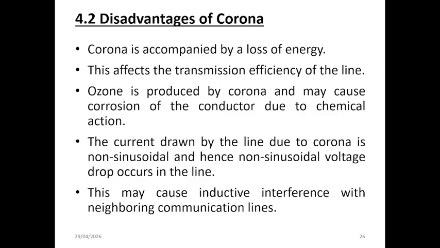Another important issue is that the current associated with corona is non-sinusoidal, which introduces distortion in the voltage waveform and results in non-sinusoidal voltage drops along the line. This distortion can create electrostatic interference, particularly inductive interference with nearby communication lines, thereby affecting signal quality and reliability. Overall, these disadvantages must be carefully considered and minimized in transmission line design.